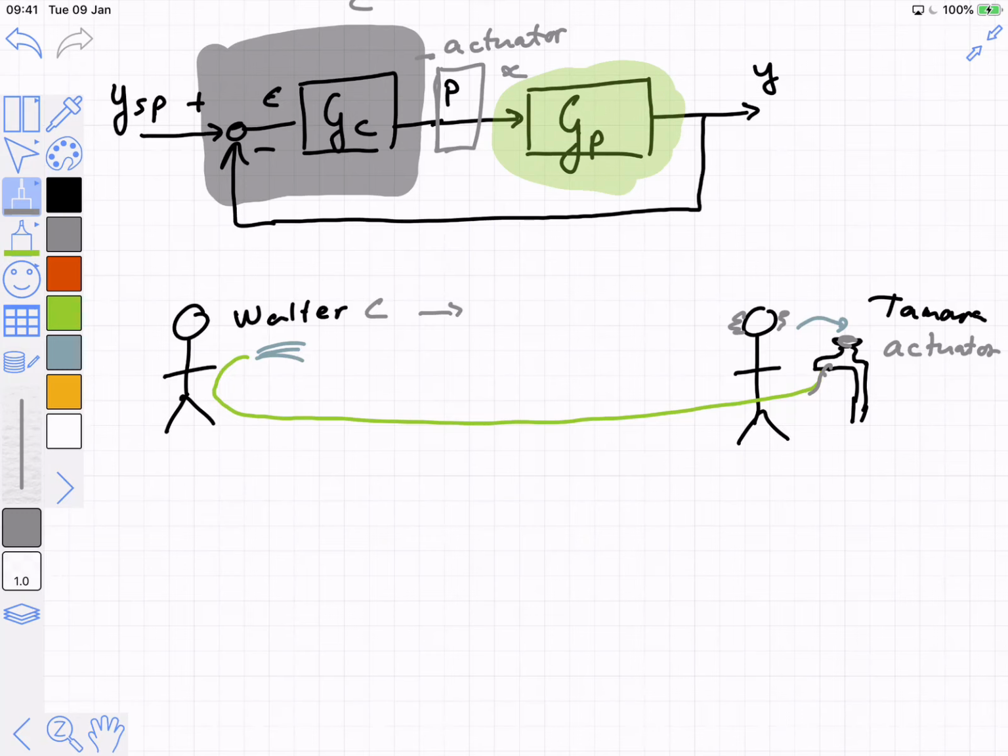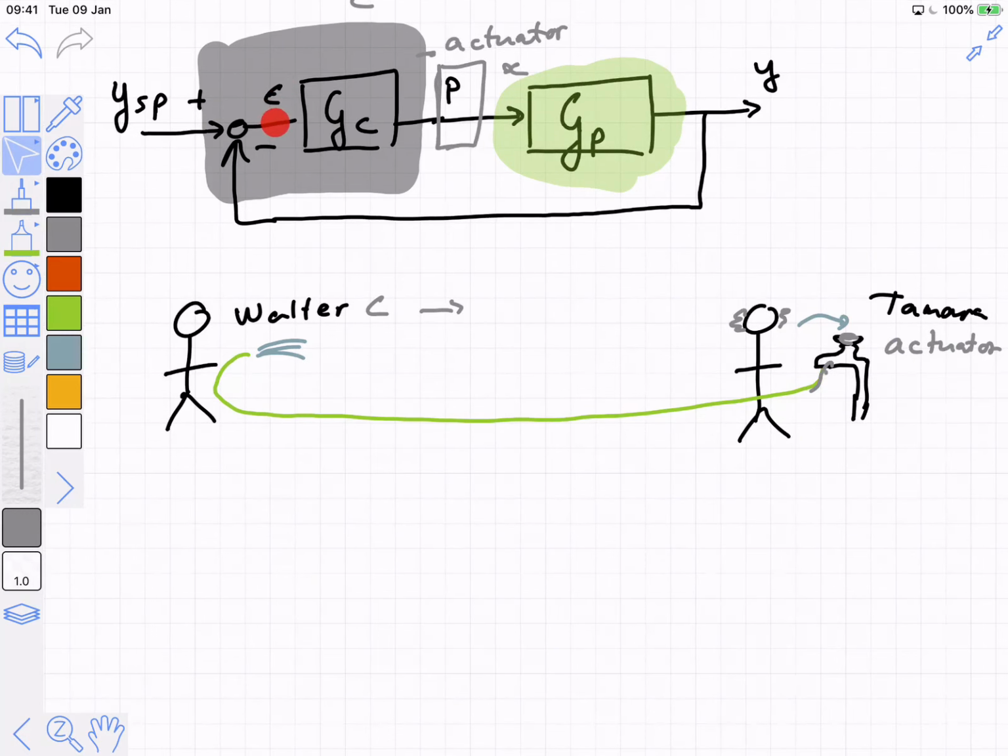If she's just doing that in that moment, every time you ask for some particular urgency, she's got some particular value or location of the tap. She is acting proportionally. Right? So you can imagine that for a proportional controller, it's only the error that determines the urgency.